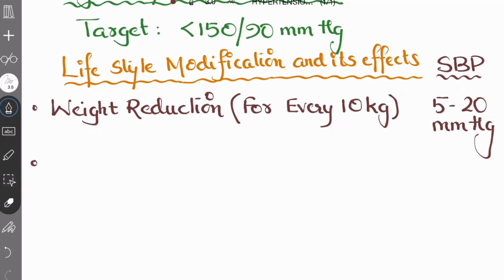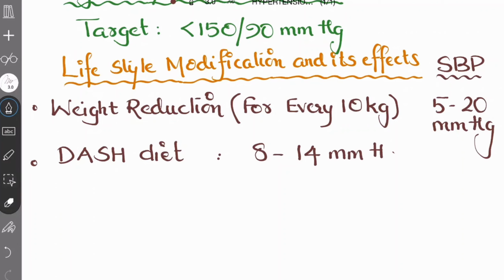Next, DASH diet. DASH diet means dietary approach to stop hypertension. If you are using DASH diet, it can reduce BP by 18 to 40 millimeter of Hg. These are studies conducted by the American Heart Association.